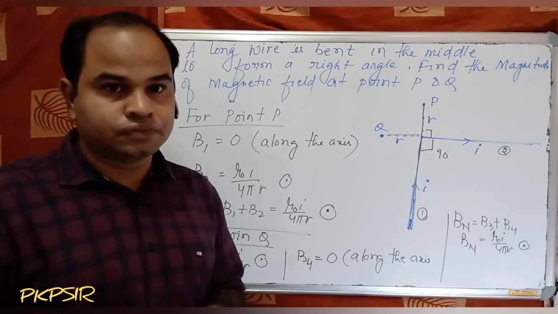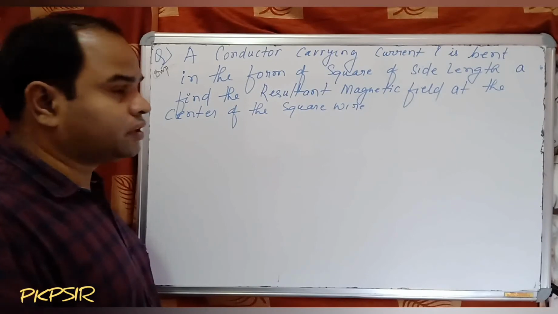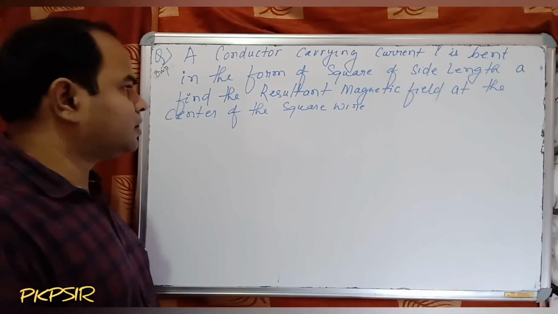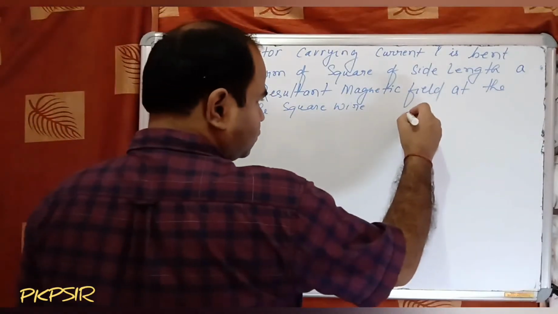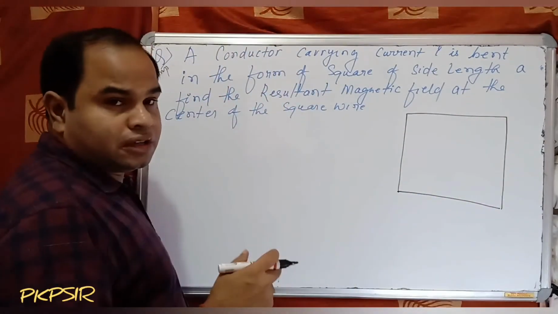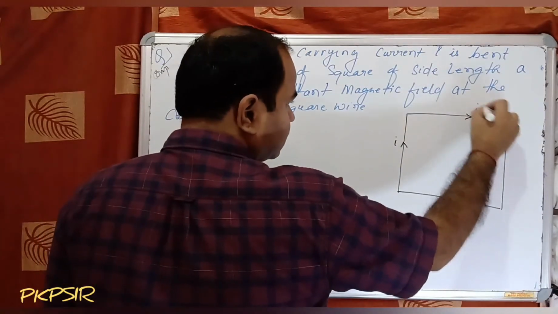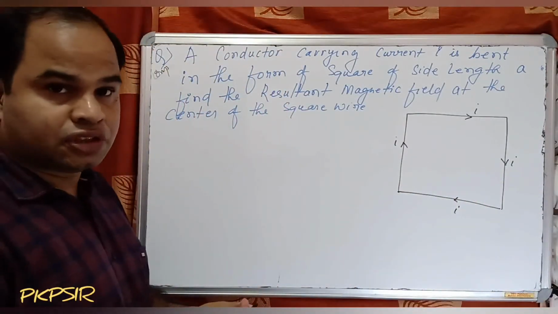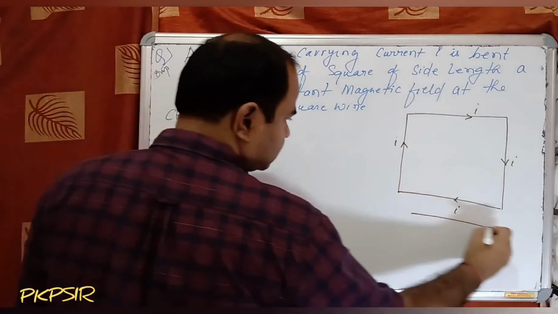Okay? The next question is, a conductor carrying current I is bent in the form of a square of side A. Find the resultant magnetic field at the center of the square. So it is an important question. Okay? So let us draw a square. A wire in the form of a square carries a current I, and the side length of each side is A.